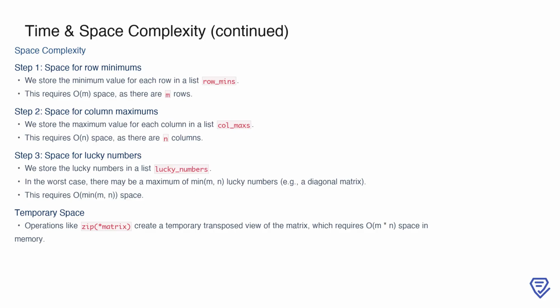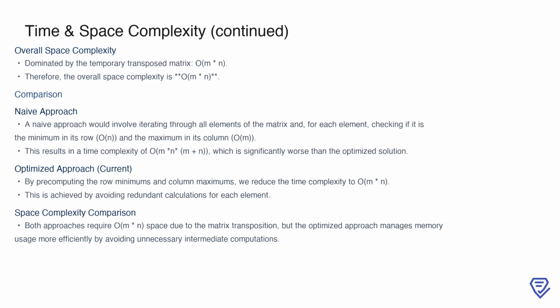In the worst-case scenario, such as in a diagonal matrix, there could be up to min(m, n) lucky numbers, which requires min(m, n) space. Additionally, during the transposition operation using zip matrix, a temporary view of the matrix is created in memory, which demands m*n space. This temporary storage dominates all other space usage in the solution. Taking all these factors into account, the overall space complexity of the solution is determined by the temporary transposed matrix, which requires m*n space.